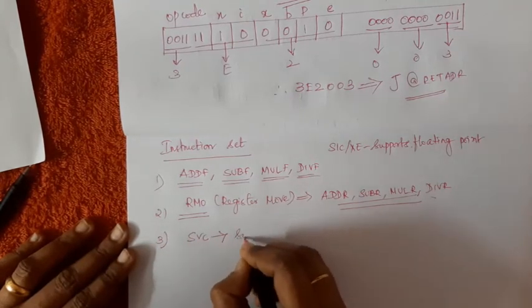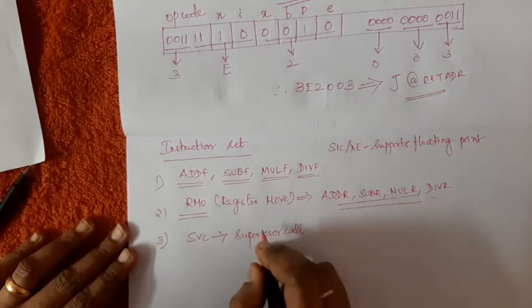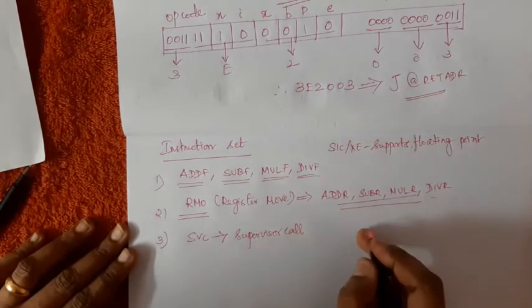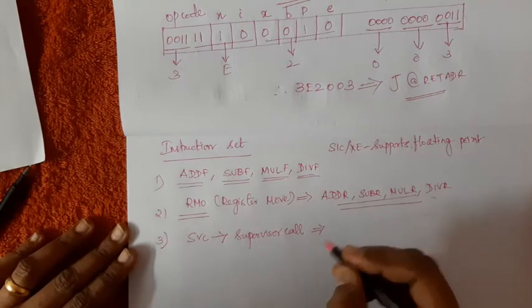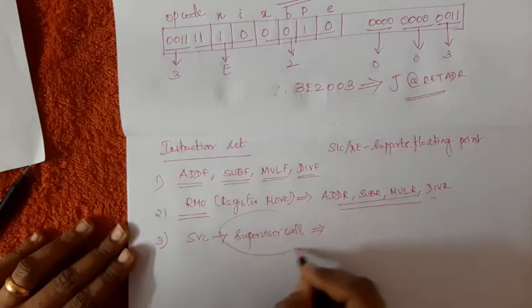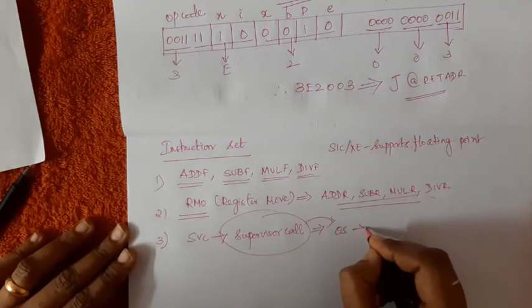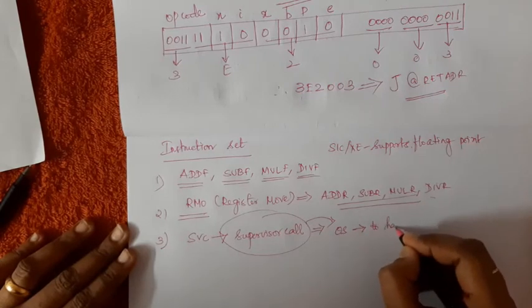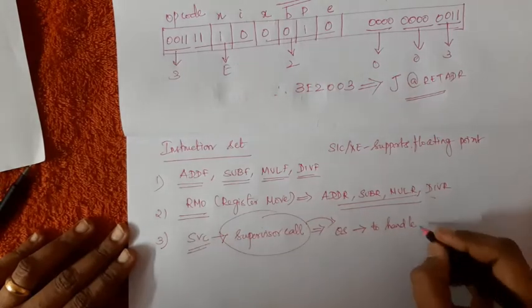SVC is nothing but supervisor call. This instruction communicates with the operating system to handle the interrupt. As we know, an interrupt is a high priority call. So the supervisor call communicates with the operating system to handle the interrupt. That's why we use SVC in the instruction set.